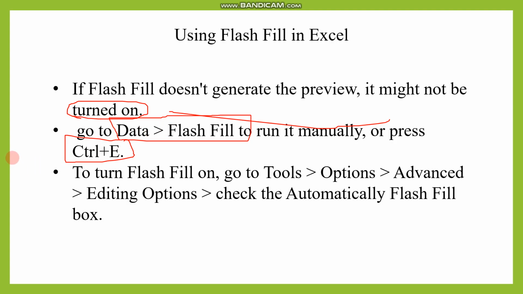To turn the flash fill on, you have to go to Tools, Options, Advanced editing options, and check the automatically flash fill box. If you want Excel to sense each and every pattern without going to the flash fill or Ctrl E every time, you can click on Tools, Options, Advanced editing options and check the automatically flash fill box. So let's see the demo.